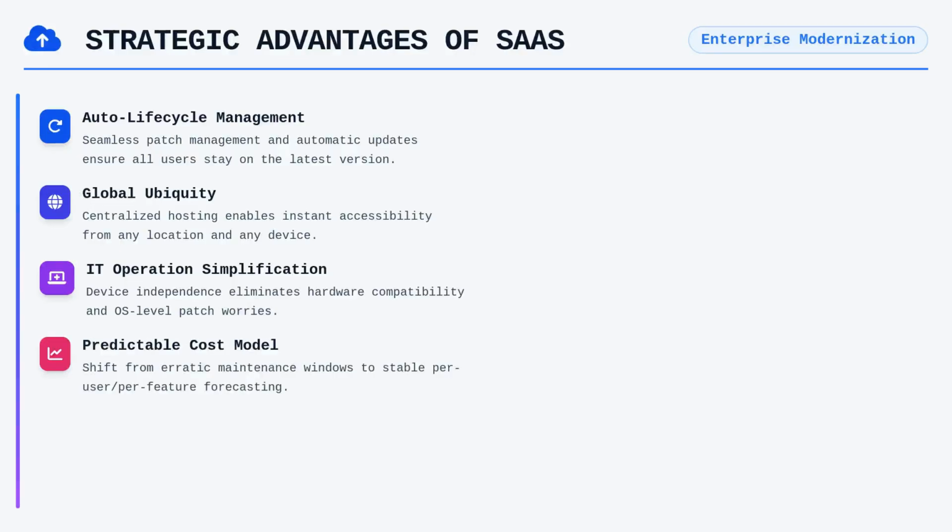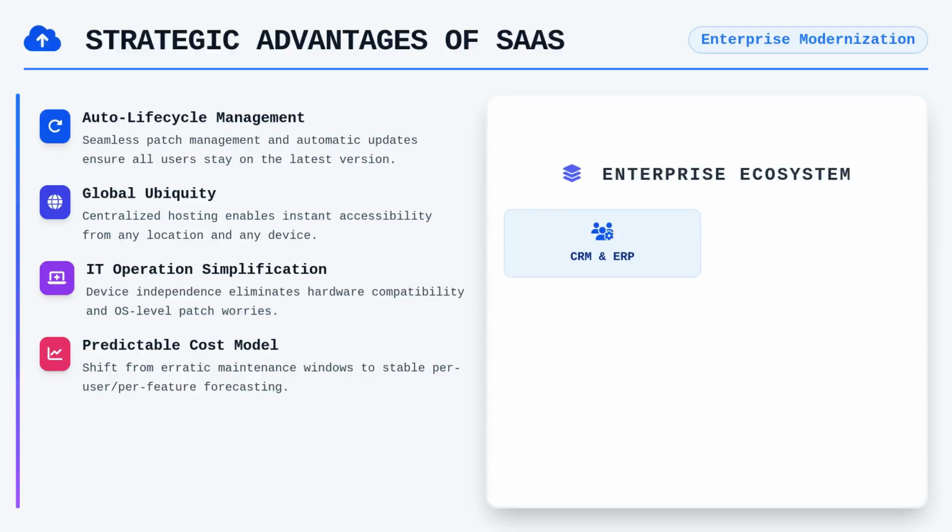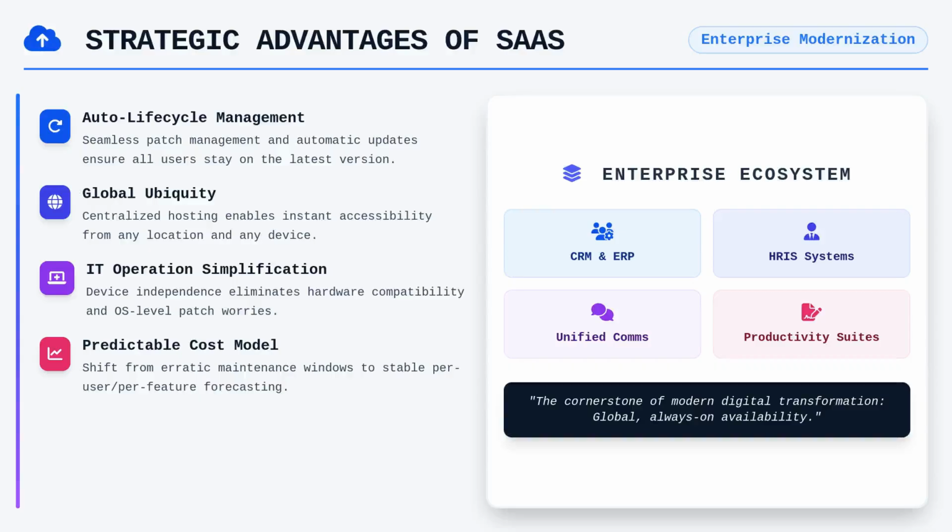Furthermore, the pricing structure is typically predictable, allowing organizations to forecast costs based on per-user or per-feature metrics rather than unpredictable maintenance windows. Common enterprise examples span across critical business functions, including customer relationship management systems, enterprise resource planning, and human resources information systems. Collaborative productivity suites and unified communication tools are also classic manifestations of SaaS, enabling real-time collaboration without the friction of deploying local instances. This global, always-on availability is the cornerstone of modern digital transformation in the enterprise.